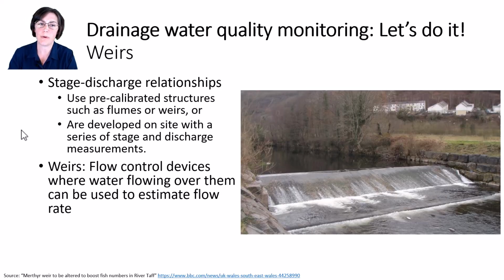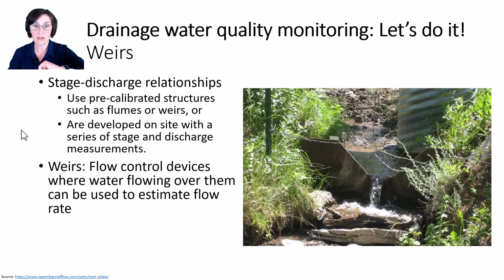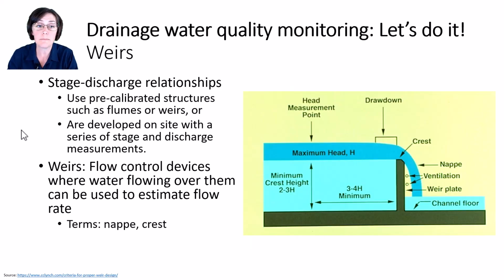So what is a weir? You can think of a weir as an obstruction placed in a flow path where the flow rate of water flowing over the weir can be estimated. There are many sizes and shapes and applications of weirs. In fact, you've probably seen a weir before and maybe you didn't realize it.